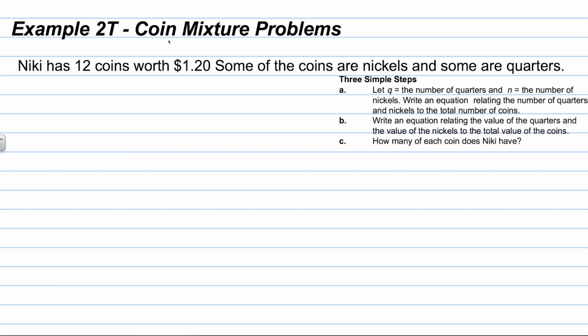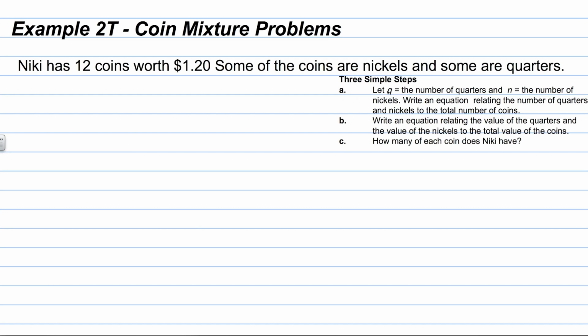In example 2, we have another type of mixture problem. It's a coin mixture problem. We're told that Nikki has 12 coins worth $1.20. Some of the coins are nickels and some are quarters. I got this broken down into 3 simple steps. If you have any younger brothers or sisters or kids that watch Secret Agent O, you know 3 simple steps. I try to keep things simple here, so let's take a look at this.